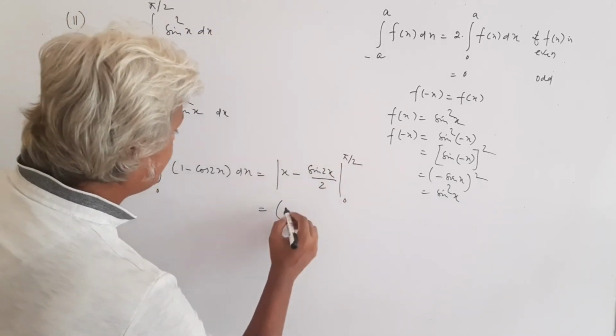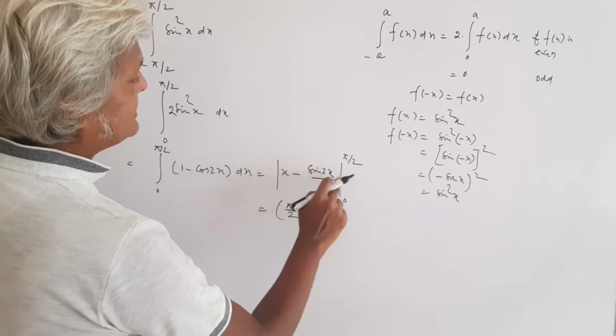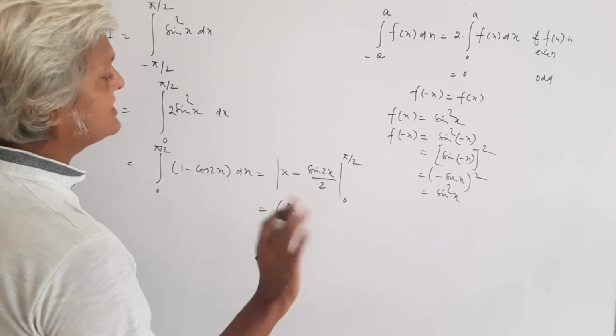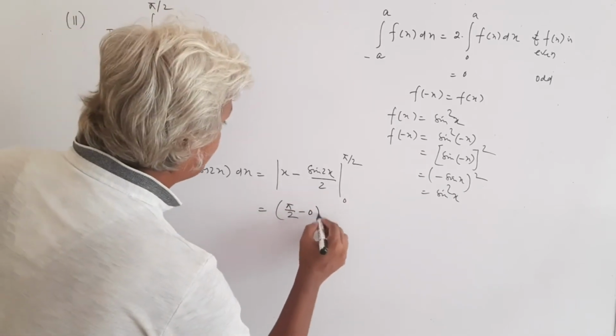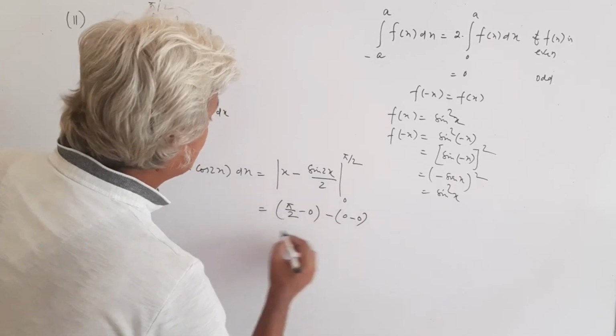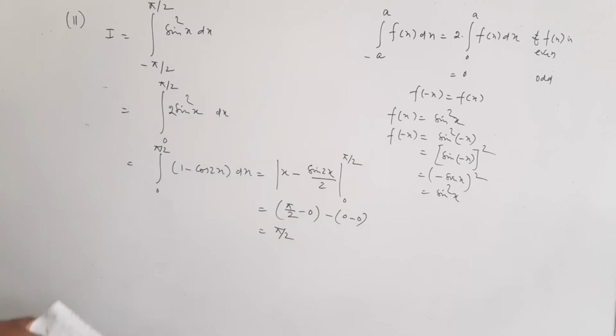Now the upper limit first, so pi by 2, and 2x with pi by 2 multiplied, 2 into pi by 2 is pi, and sin pi you all know is 0. Minus, when you put 0, this is 0 and that is also 0, so you have just the answer pi by 2, and that is your answer. This is pi by 2.